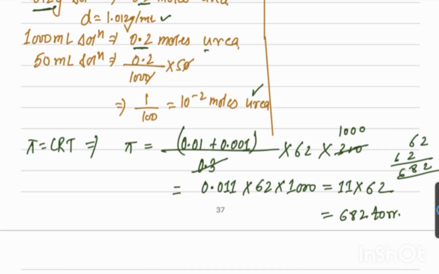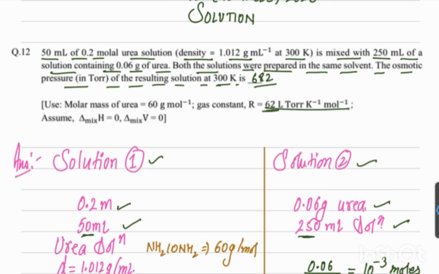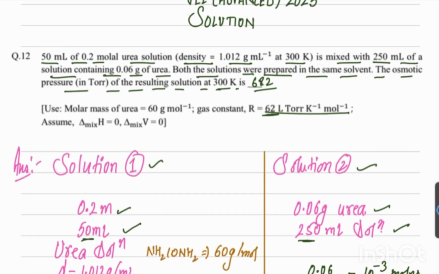So we have put the temperature here as 300 Kelvin. When we calculate these values, we will get 682 torr. So this will be the final answer. That's why the answer is 682 torr. Thank you so much for listening.